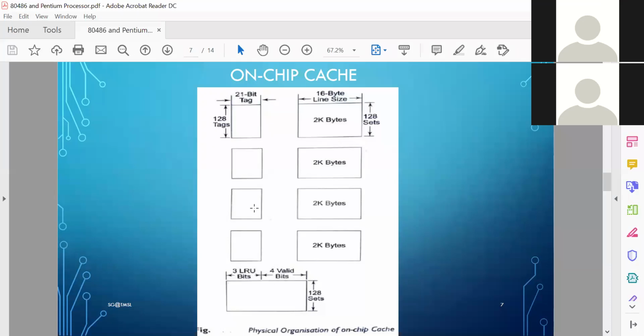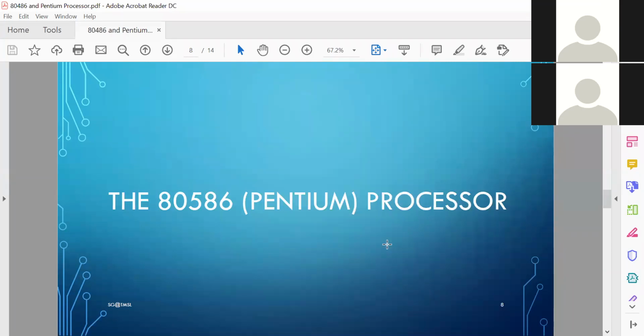A 16-byte row is divided into 4-byte lines, and any of the 4 lines cannot be accessed partially. If a write operation is attempted to an address whose segment descriptor is available in the cache, the data is written to the cache and also to the external memory; otherwise it is only written to the external memory. So that is the on-chip cache physical organization.